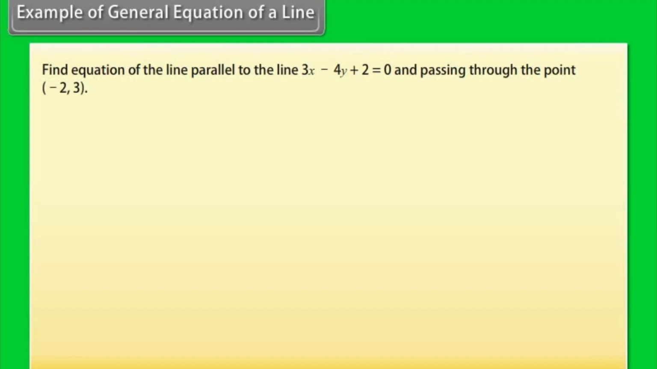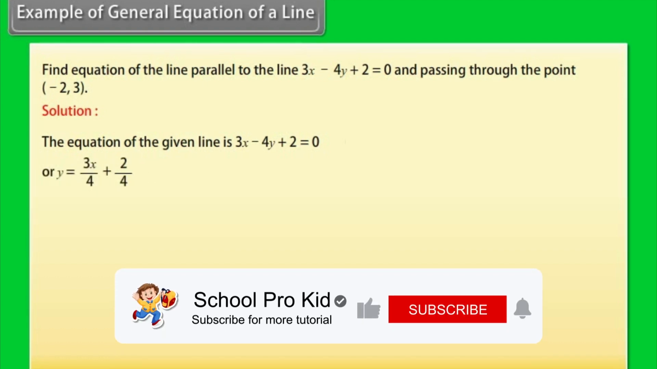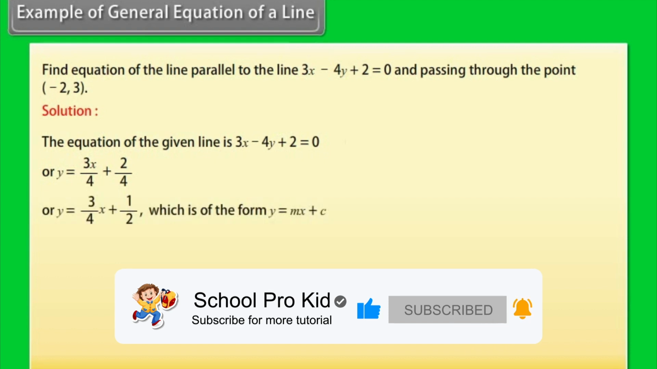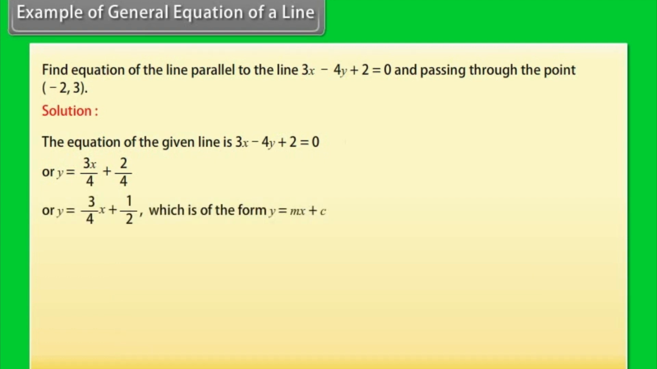Example of general equation of a line. Find the equation of the line parallel to the line 3x - 4y + 2 = 0 and passing through the point (-2, 3). Solution. The equation of the given line is 3x - 4y + 2 = 0, or y = 3x/4 + 2/4, or y = 3x/4 + 1/2, which is of the form y = mx + c.